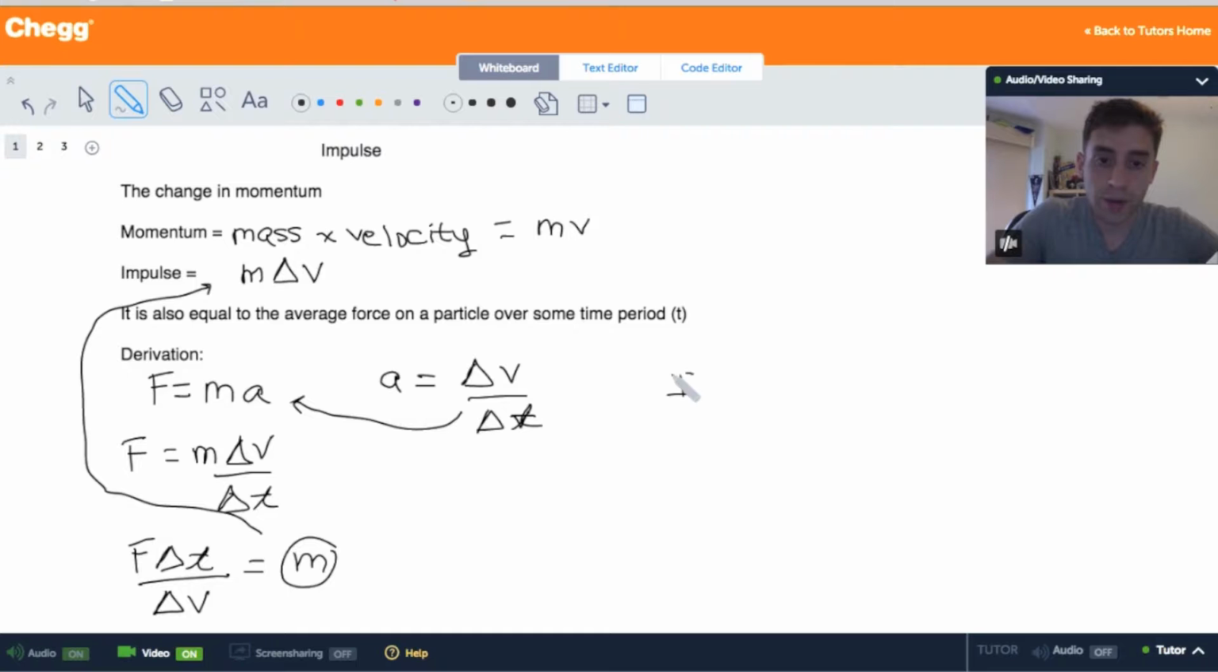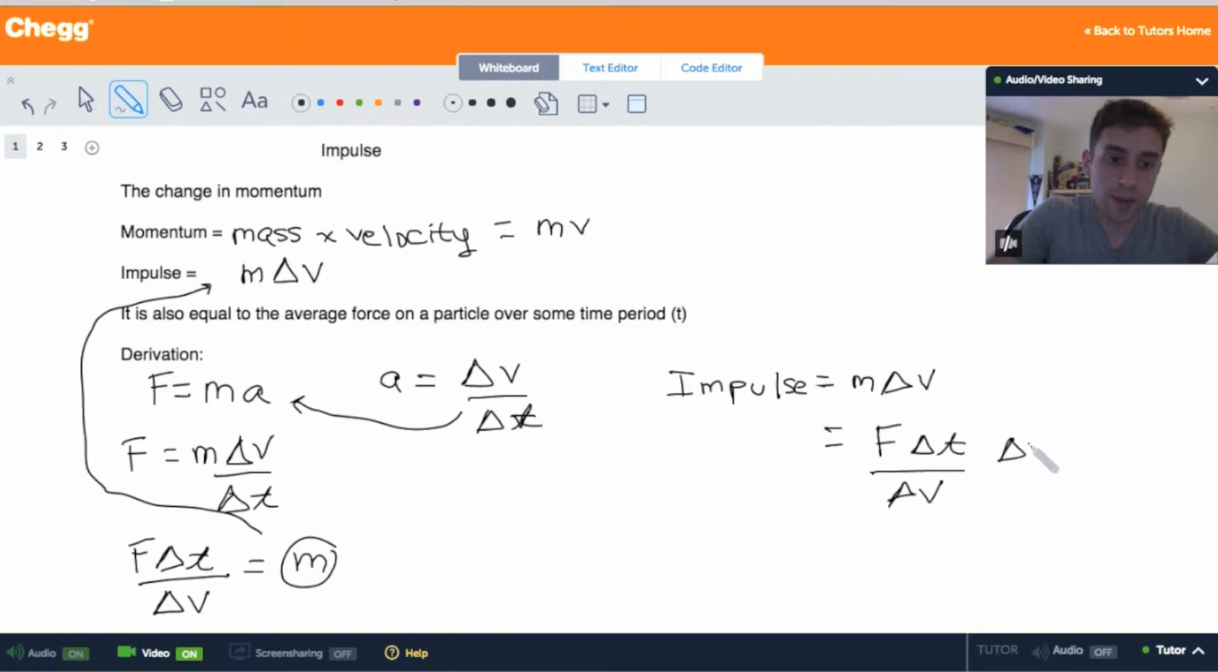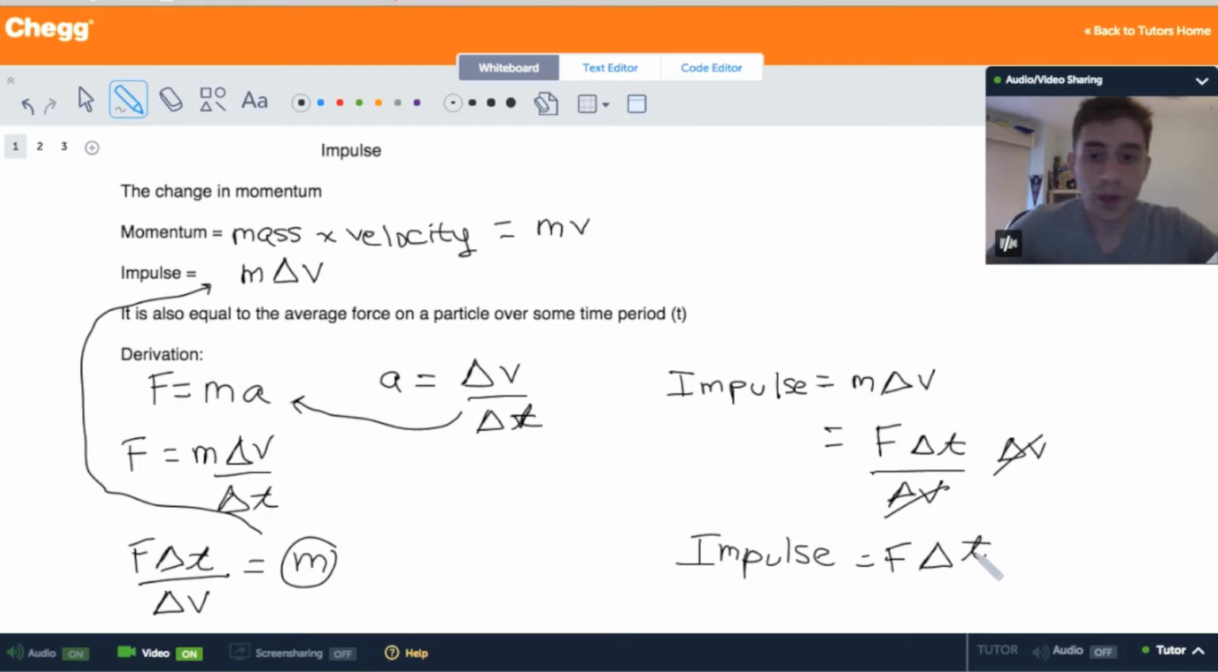So we get impulse equals mass times delta v, and when we plug it in, it's equal to F delta t over delta v times delta v. These cancel, and we get left with impulse is equal to the force on some particle over a period of time. So those are the two equations that you will normally be using for finding the impulse of an object.